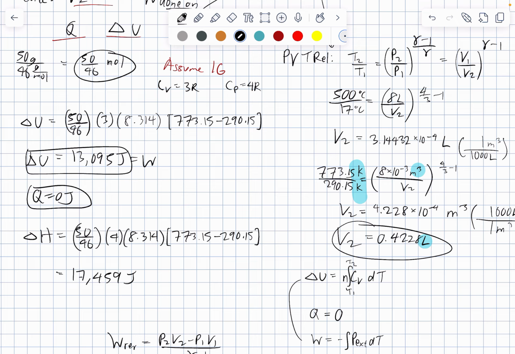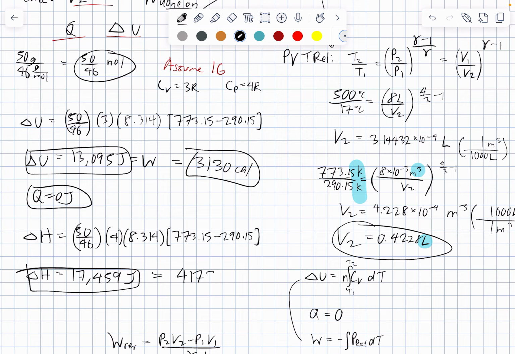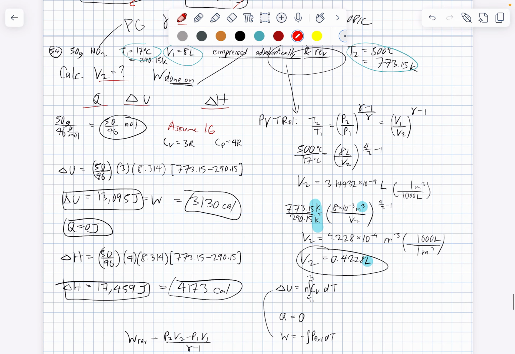17,459 joules. What if we want it in calories? 13,095 divided by 4.184 is 3130 calories. This one, 17,459, is 4173 calories. Check answers. We're done for example 54.